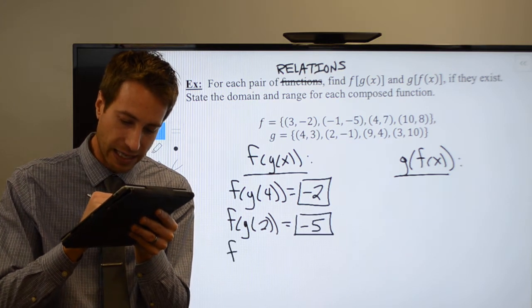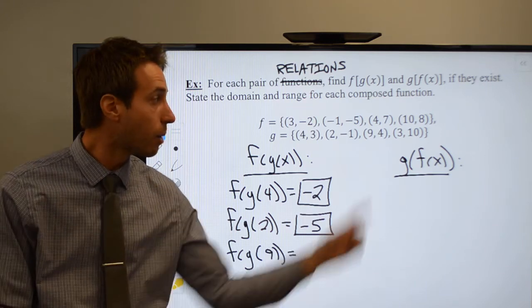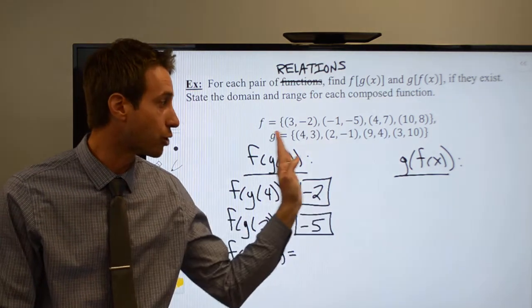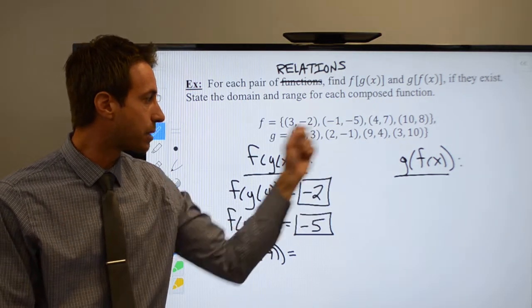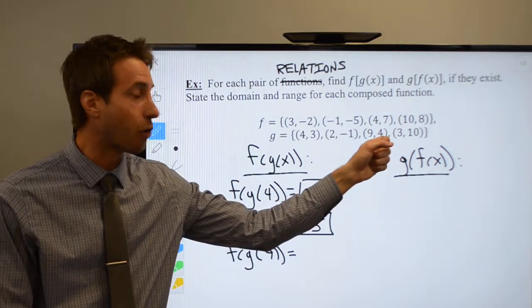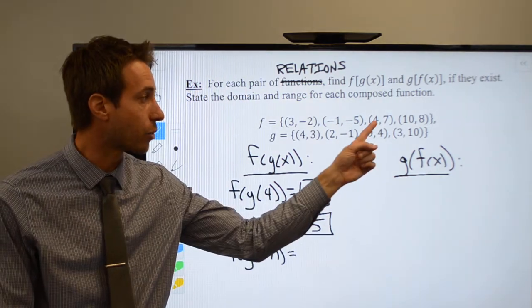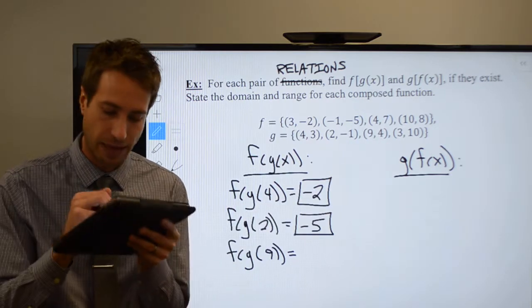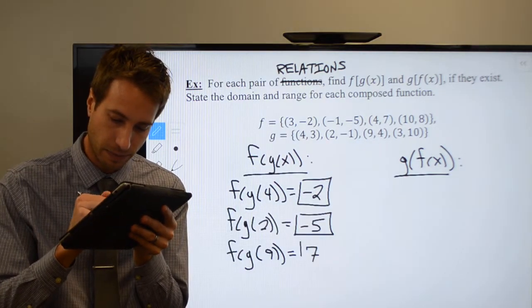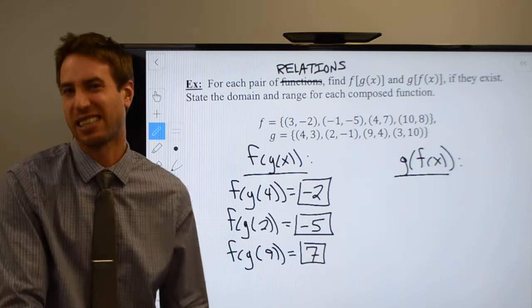The next one is going to be f of g of 9. Why a 9? Because 9 is my next domain value. Again, I'm just working my way through these ordered pairs so I don't forget any. 9 gets plugged into g. G gives me back a 4. I need to find 4 in my relation of f. There it is right there. I plug 4 into f, and f gives me back a 7. So f of g of 9 is 7.